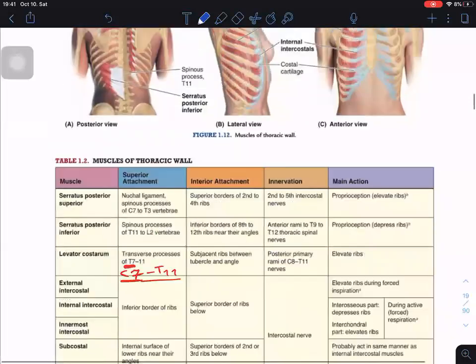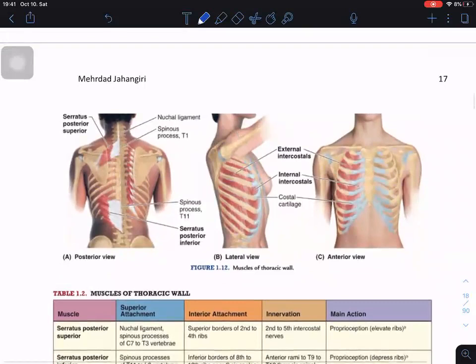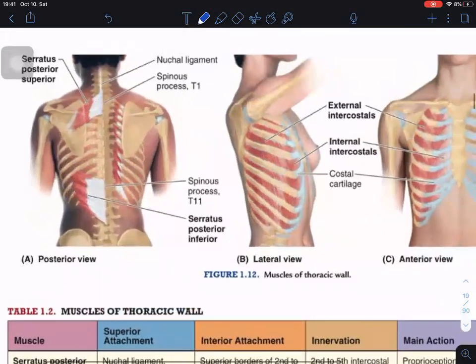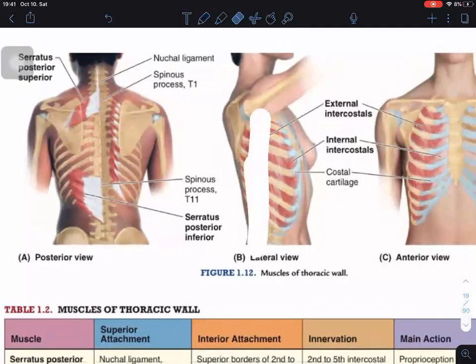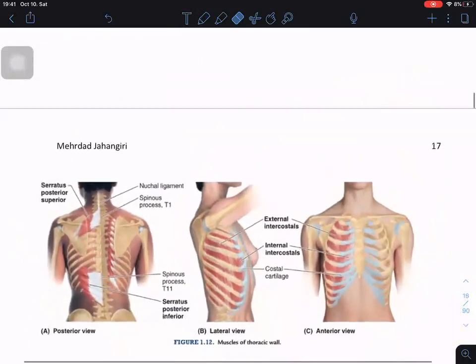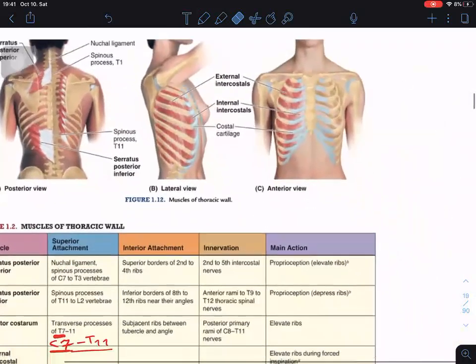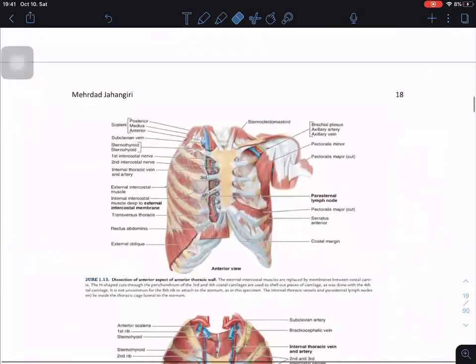Then another muscle that you can mention. I already told you that the 11 pairs of muscles that you find between the ribs are called intercostal muscles. Below the 12th rib, there is another muscle which is called the subcostal muscle. I will tell you about it later on quickly. So let's talk about the intercostal muscles. Then we will talk about the rest later on.